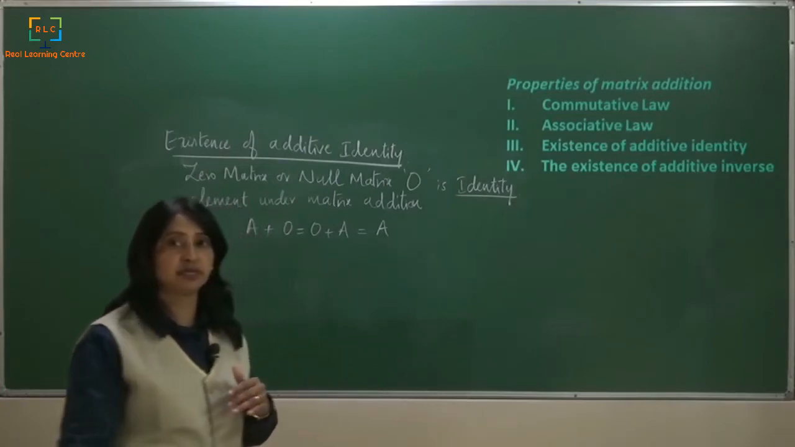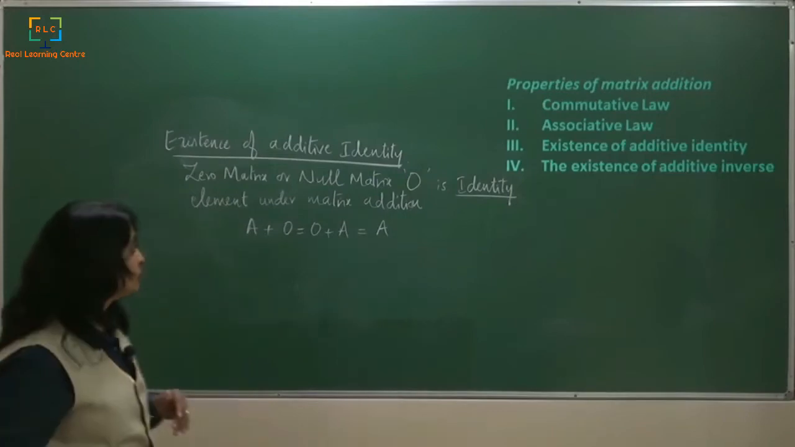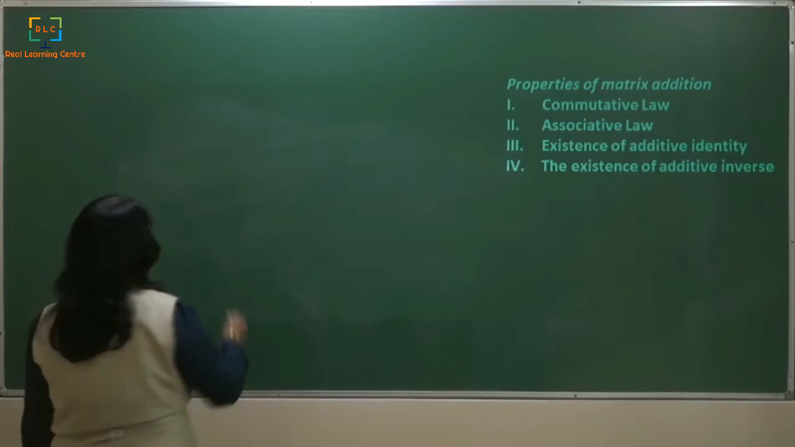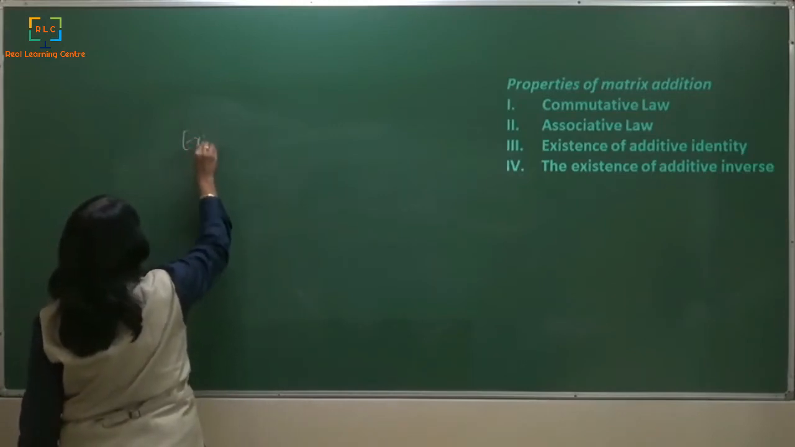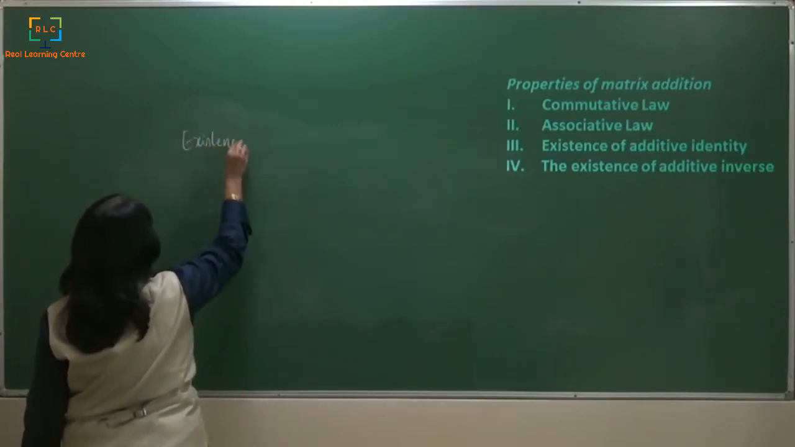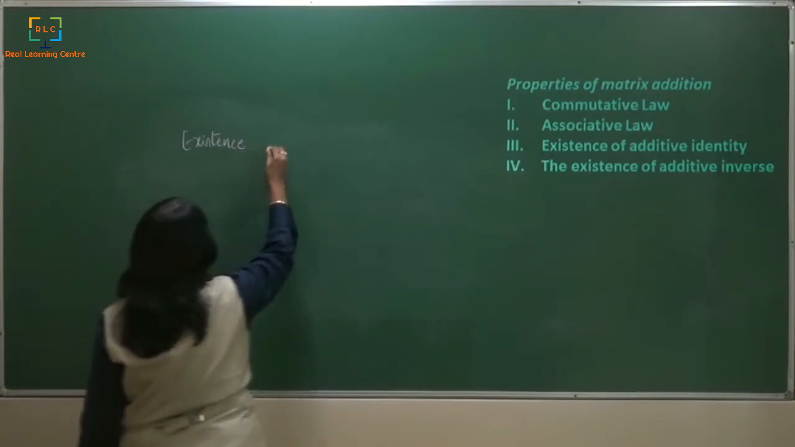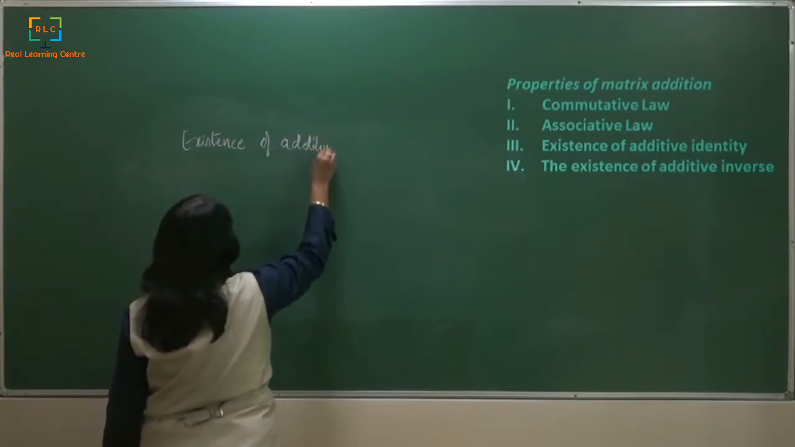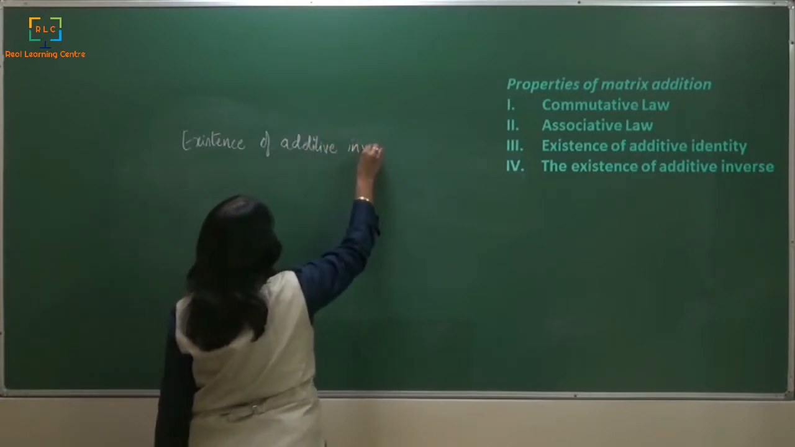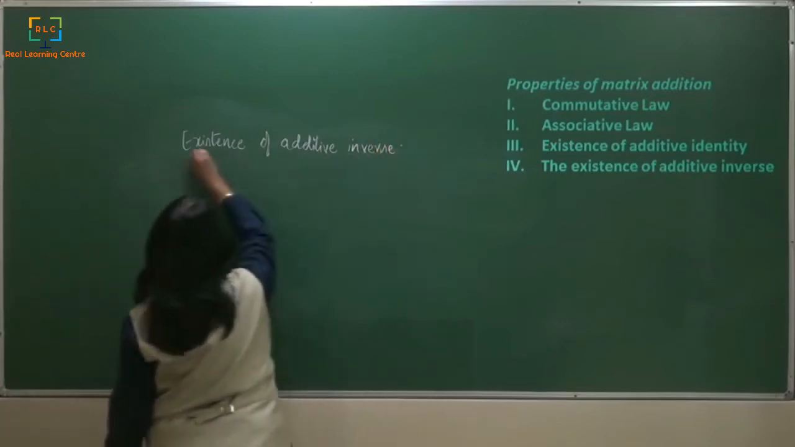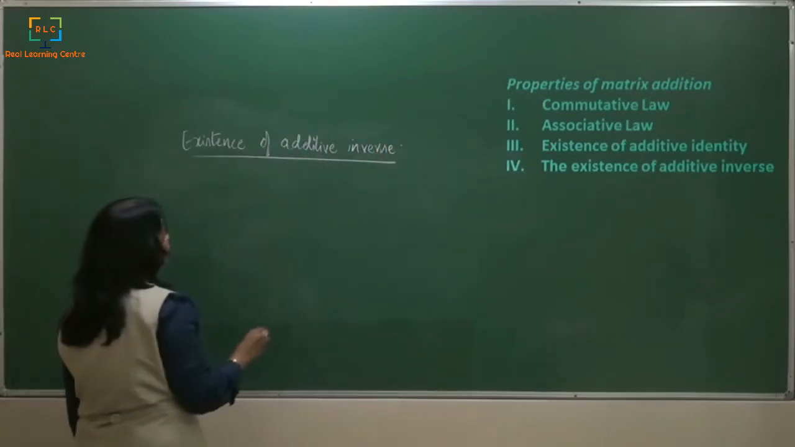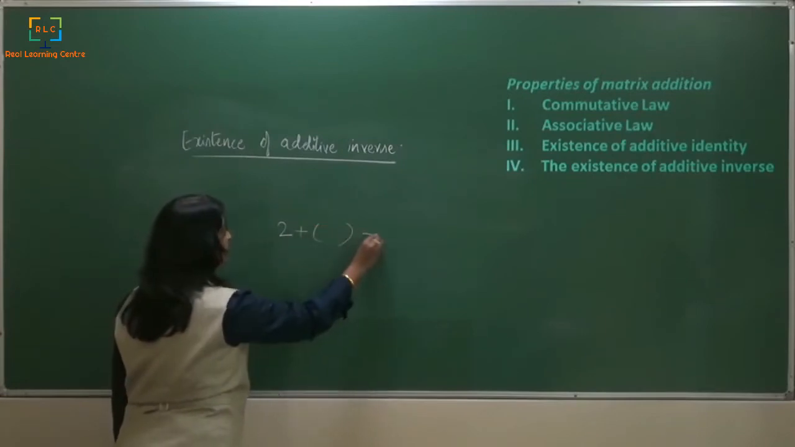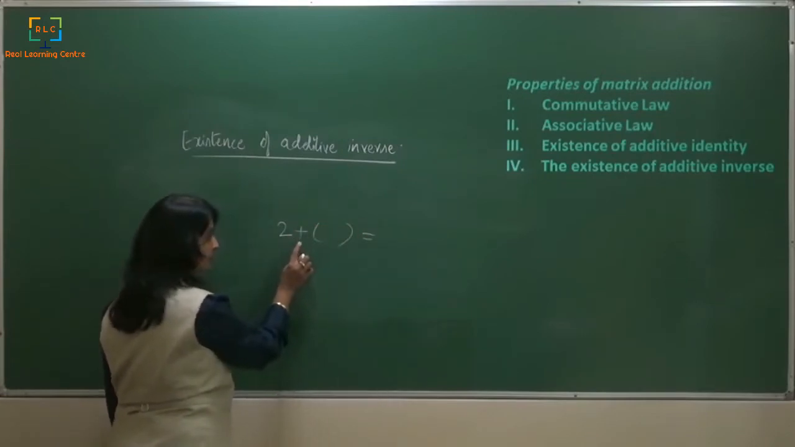Okay, let us see what is inverse. Now for this inverse also I had started with a simple example. So now let me go to existence of inverse. I shall tell you the same simple example what I had told in the previous class. Existence of additive inverse. It's like this. I had told you like this. Take the number 2, and what if you add with this? You will get the identity element under addition.